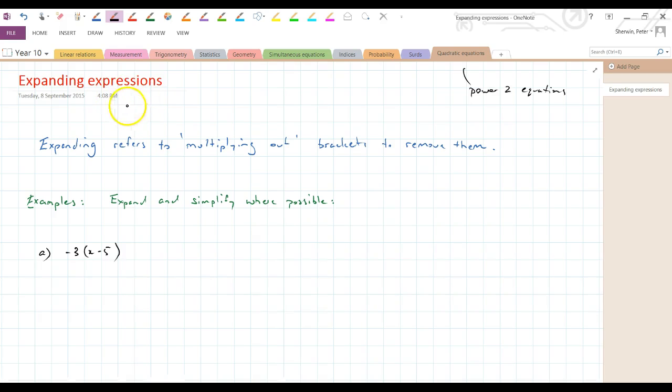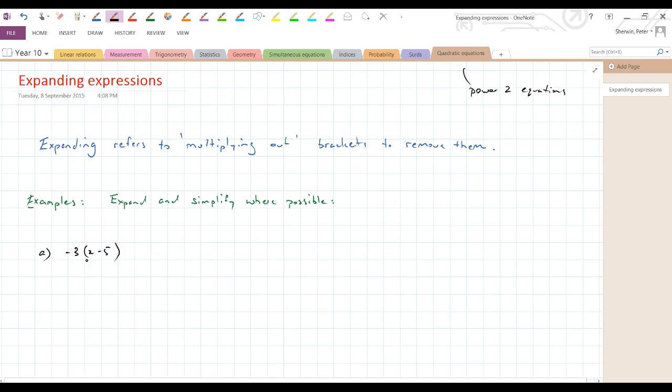But the first skill that we're going to test you on is one that's been tested before, and that's just expanding. And doing surds was an excellent build-up to this because we were doing some expanding with surds. Expanding really just refers to multiplying out brackets, just removing brackets. So let's look at some examples and see how we go.